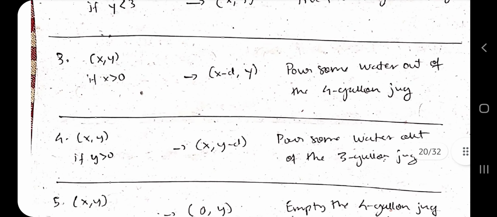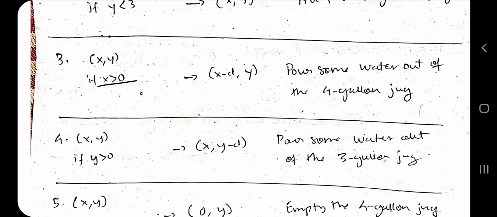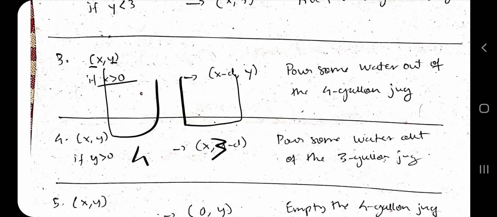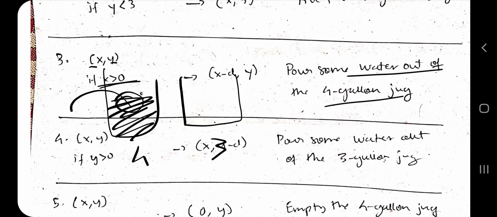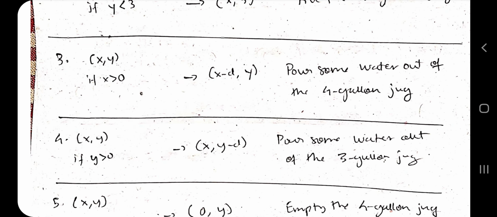Okay. The third one is if x is greater than 0. See, there is a 4 here and a 3 here. x is greater than 0 means some water is present here. In this case, what you can do is pour some of the water out of the 4 gallon jug. But you'll not be sure how much water is left, because you are just pouring out. There is no marking for how much water is getting poured out, but it is a possible move. Just pour out some water, that you can do.